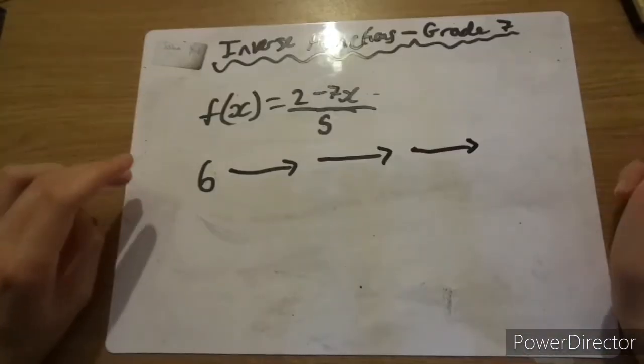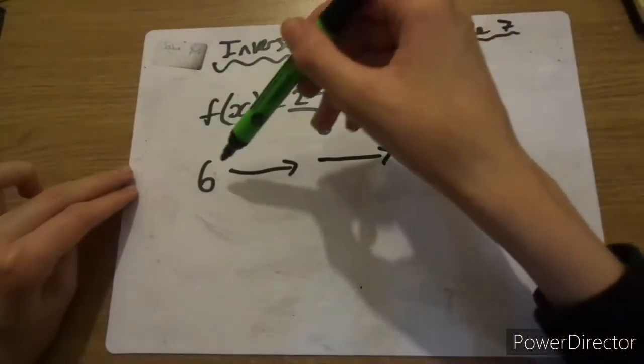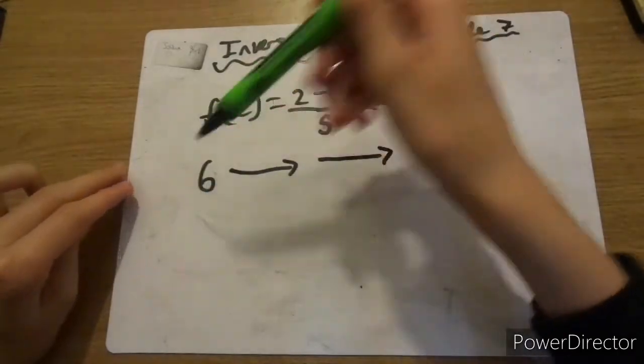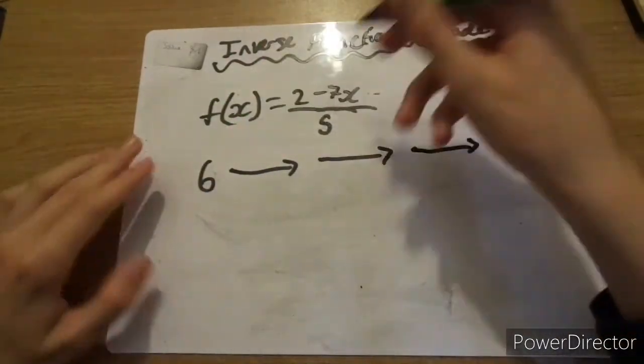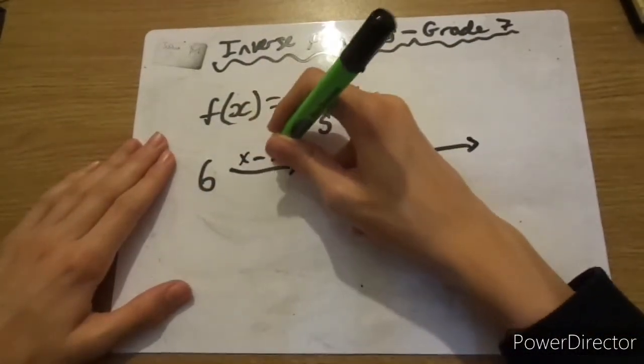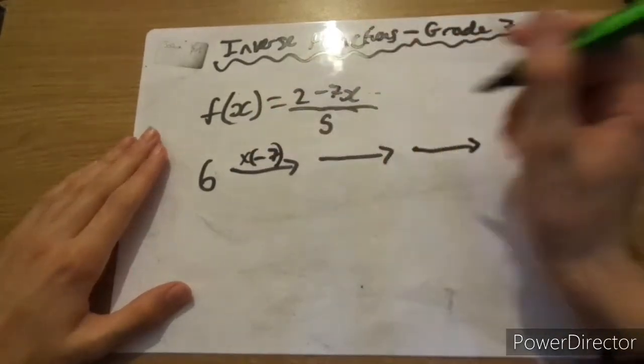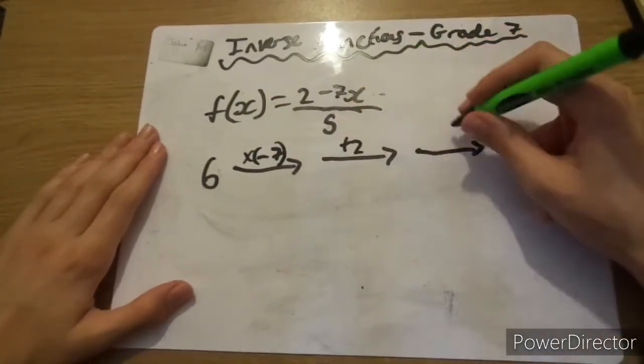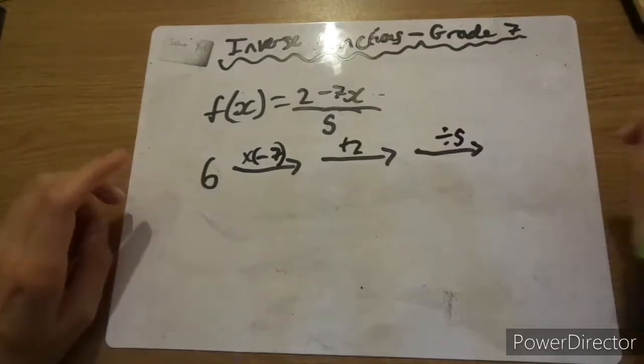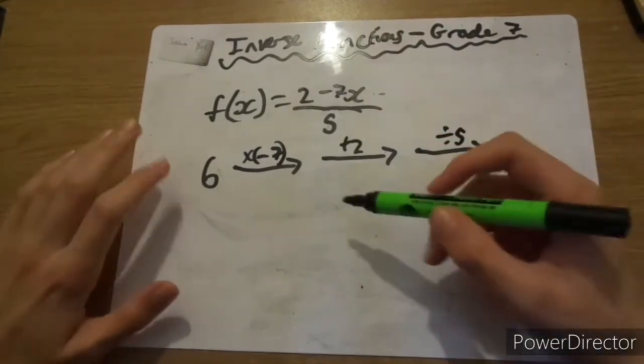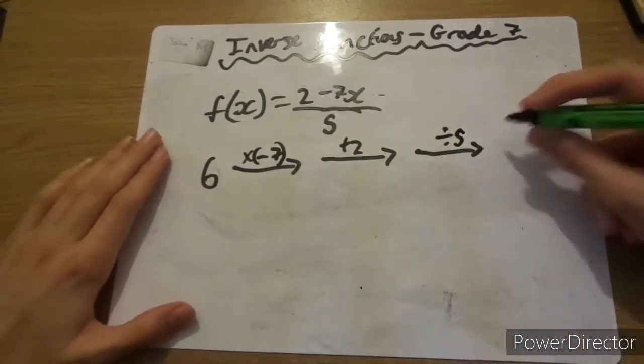So another way of doing it is the way we did it previously, is to say the number x is 6. So what happens to that 6 first? It gets times by minus 7. And then you add the 2 and divide by 5, so 6 times minus 7 is minus 42, add 2 is minus 40, divided by 5 is minus 8.